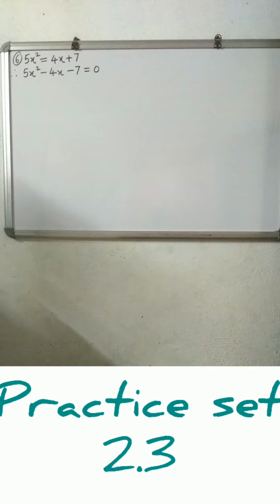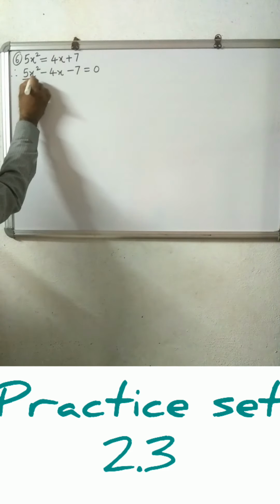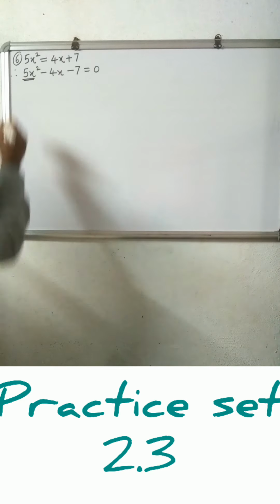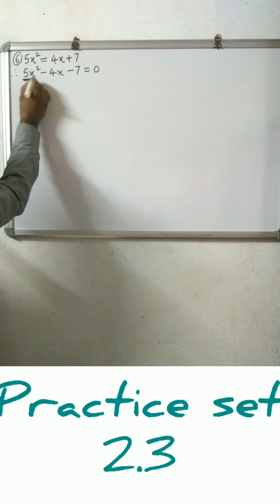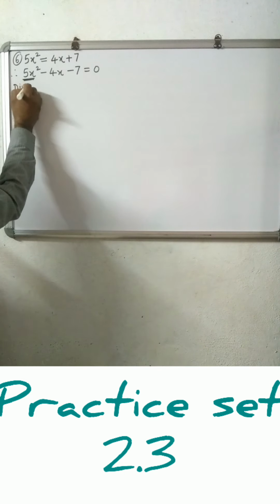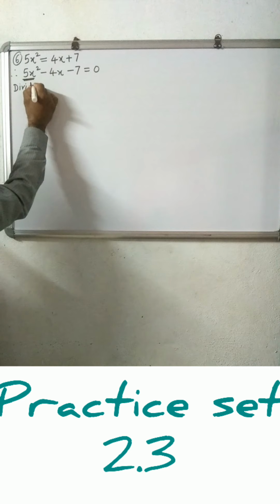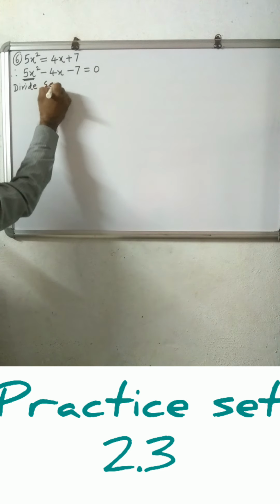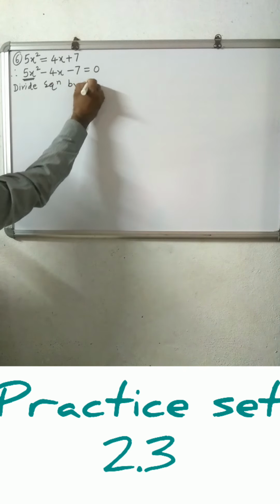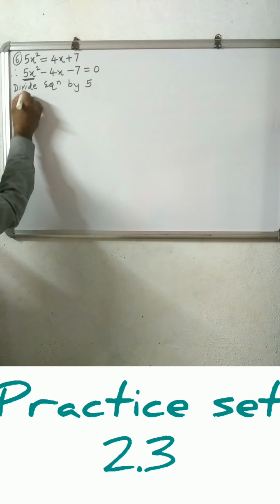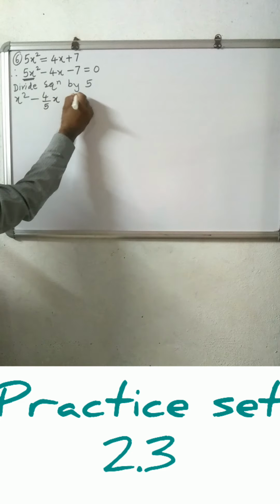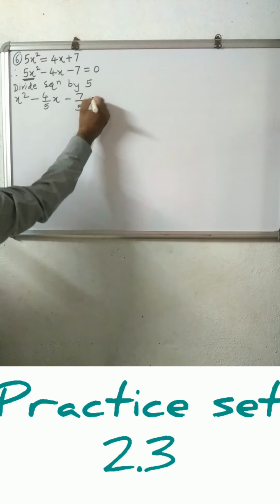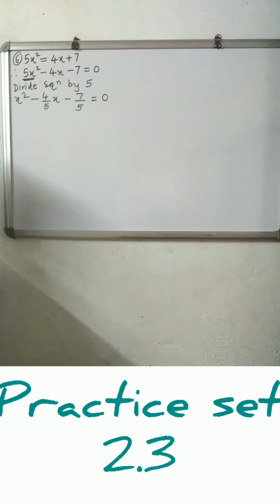To solve quadratic equation by completing square method, we should check the coefficient of quadratic term. Now here coefficient of quadratic term is other than 1. So divide the given equation by 5. So you will get x square, 5 will get cancelled, minus 4 upon 5x minus 7 upon 5 is equal to 0.